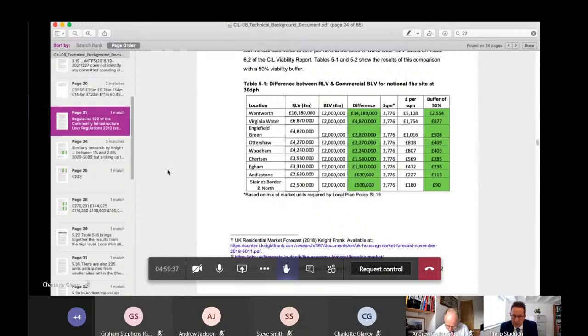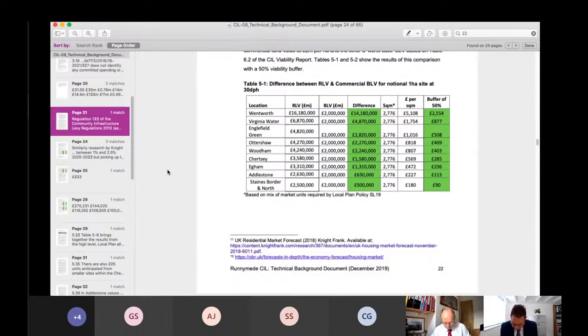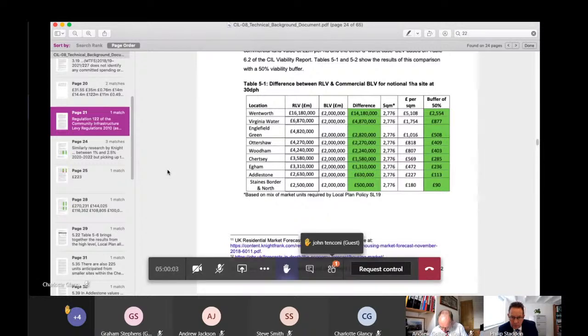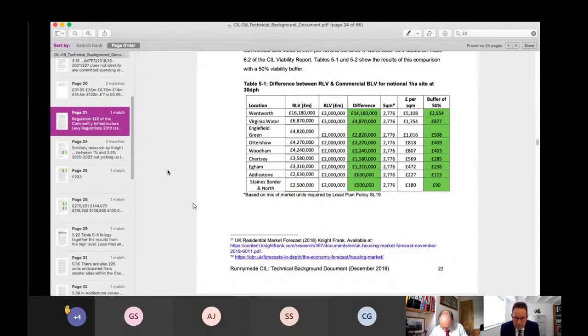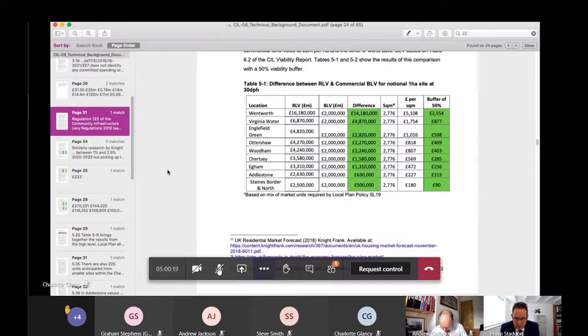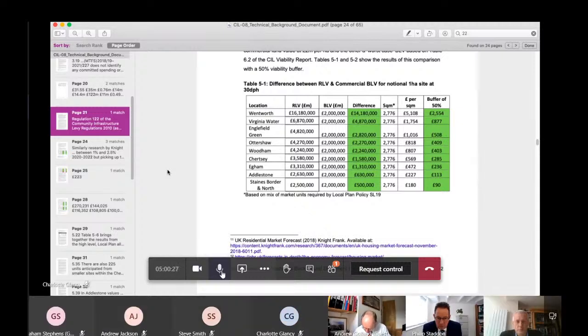Well, let's stick with this table then. So what that's telling me, using what you're saying are the most relevant assumptions, is that the second from the right column, where it says pound per square metre, notwithstanding all the buffers that you've stated, those figures are the theoretical levels of CIL that could be sustained. Is that correct? I believe so, yes. Yes, that's correct. The penultimate column, pounds per square metre, is the theoretical maximum for CIL.